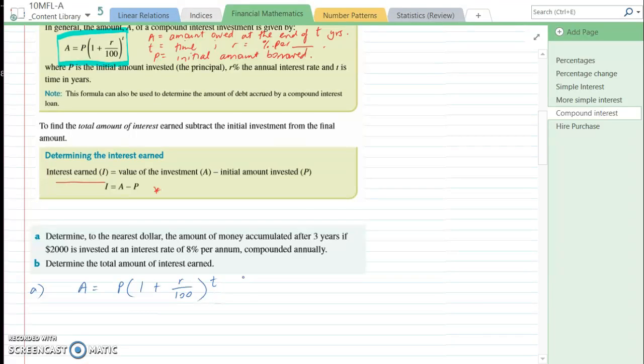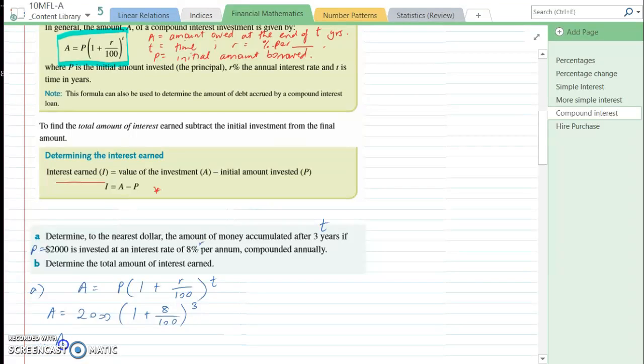Write down what we know. So after 3 years, that's T, $2,000 is invested. That's my P. And R is 8% per annum. What we're finding then is A, because that's the only thing that we haven't been able to label. So A equals P, 2,000, times 1 plus R, which is 8. Remember, because we divide by 100, we don't put the percent into the calculator or write it down there, because dividing by 100 is saying percent, to the power of T, which is 3.